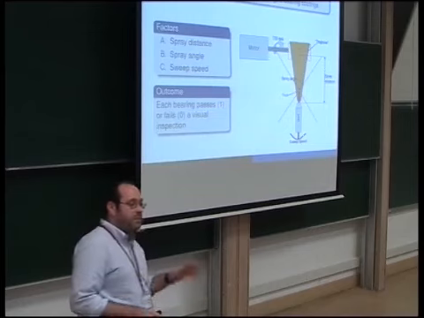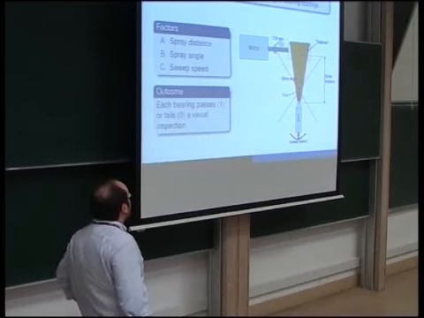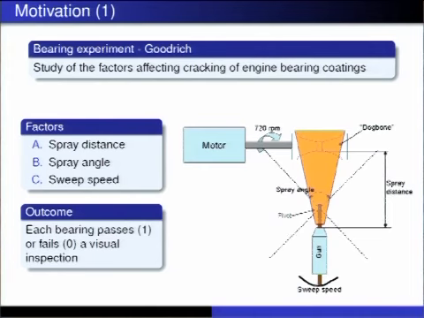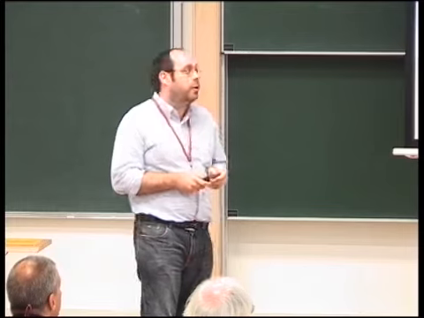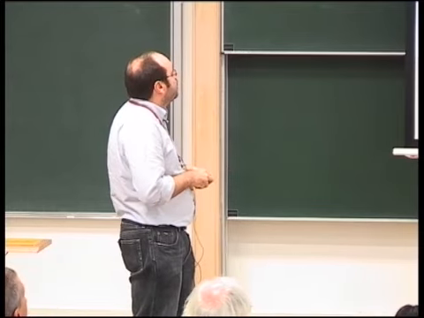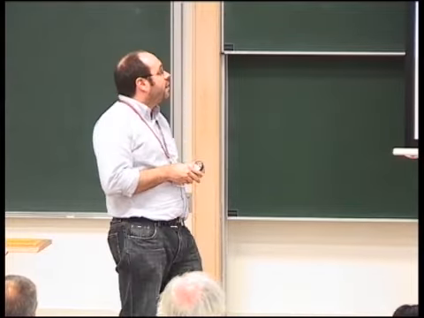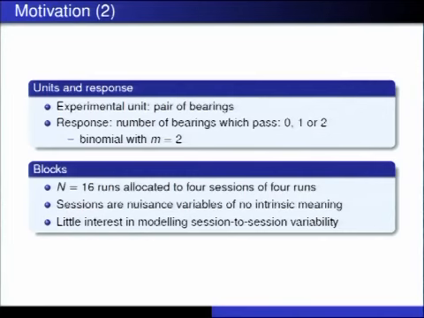There are three different factors that the engineers wanted to investigate: the distance the spray gun is from the bearings, the angle that it sweeps between, and the speed at which it sweeps between that angle. And for each bearing, our outcome is that it either passes or fails some visual inspection. So we've got a 0-1 response. So our experimental unit here that we can apply our treatments to is a pair of bearings, and the response we're going to observe will be the number of bearings which pass, which will either be 0, 1 or 2. So we can think of this as a binomial with two trials.